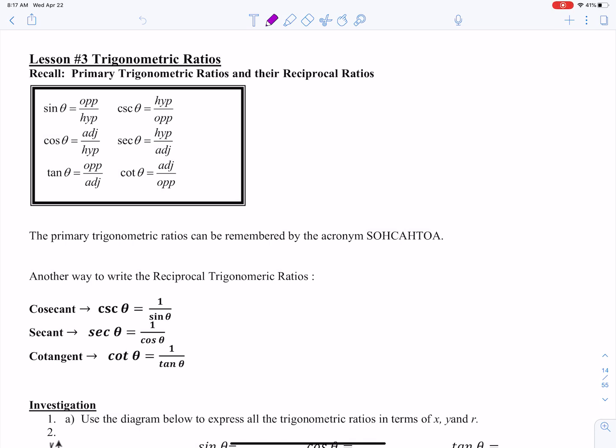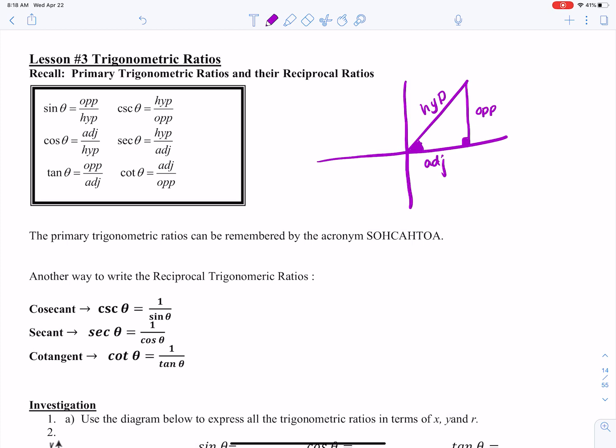All right, let's take a look at lesson number 3, the trig ratios. And I just want to remind you, if we are dealing with trigonometry on the Cartesian plane, we are used to right angle trig being opposite, adjacent, and hypotenuse.